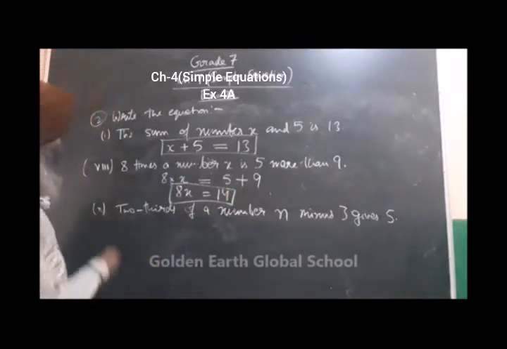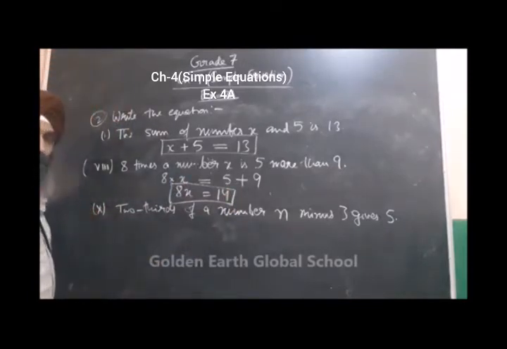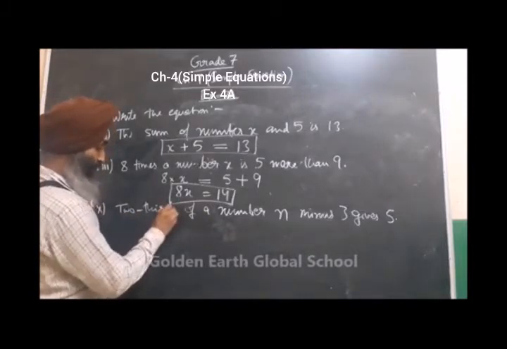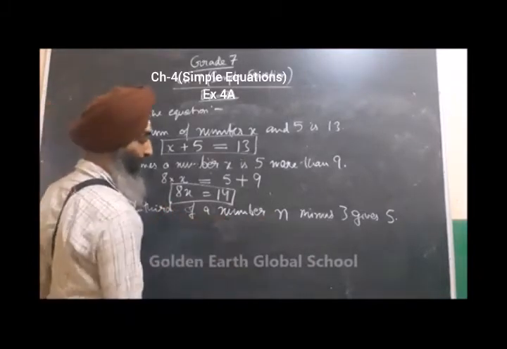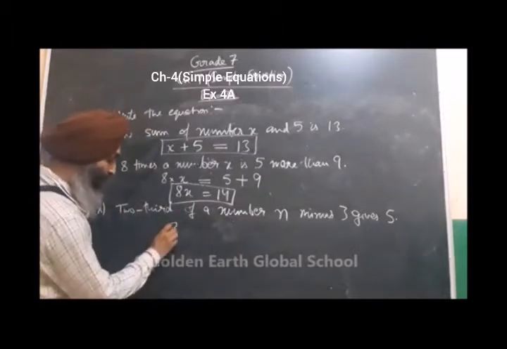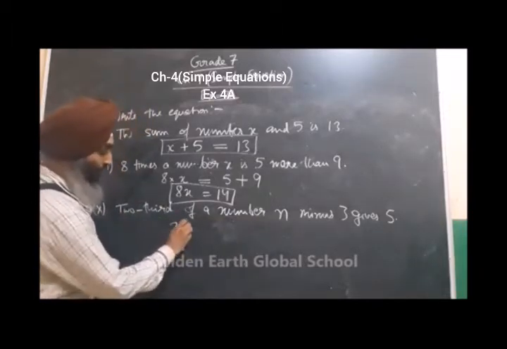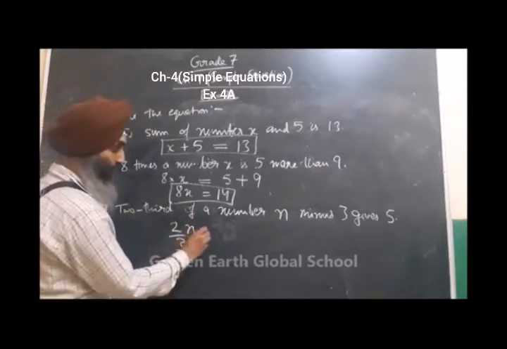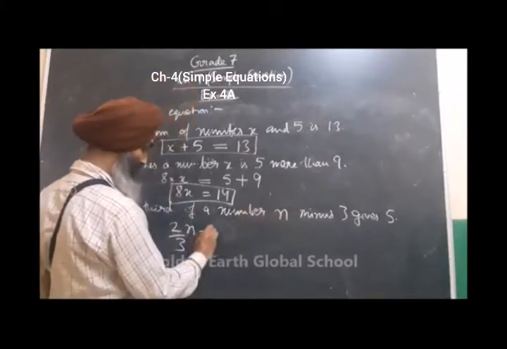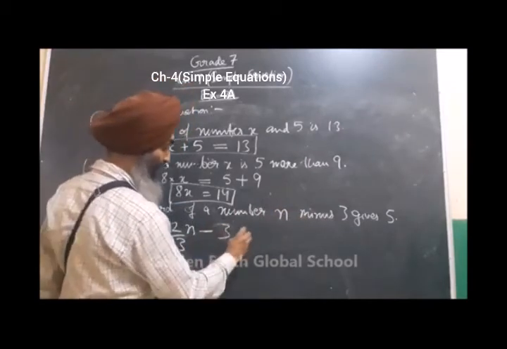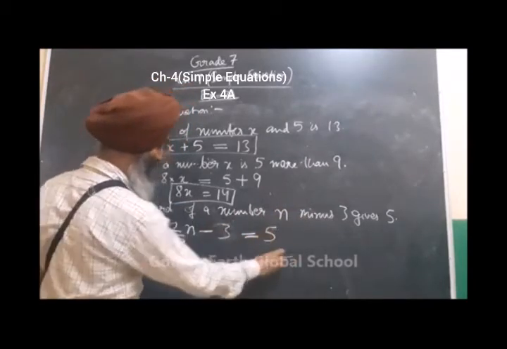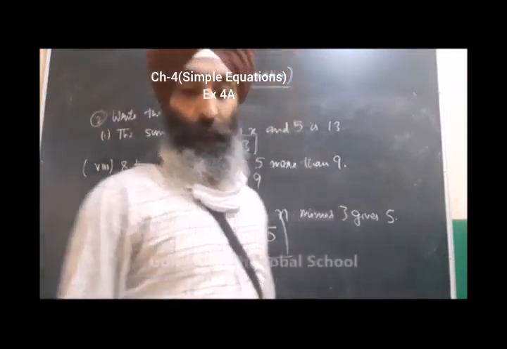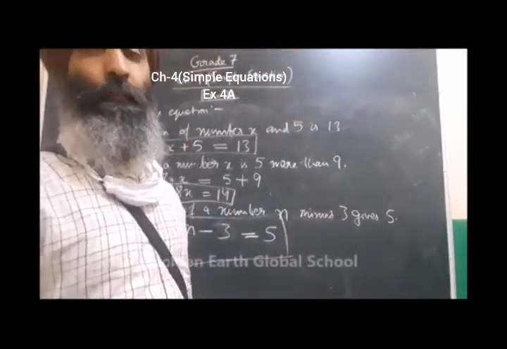Now let us discuss the 10th part. 2/3 of a number n. So 2/3 means 2 upon 3 of a number n. Of means multiply. Minus 3 gives means is equal to 5. So this is the required equation for the 10th part. Similarly, you can solve the other parts also.